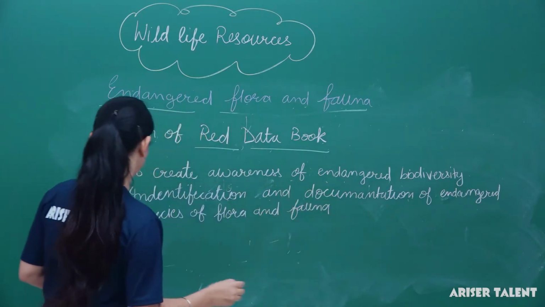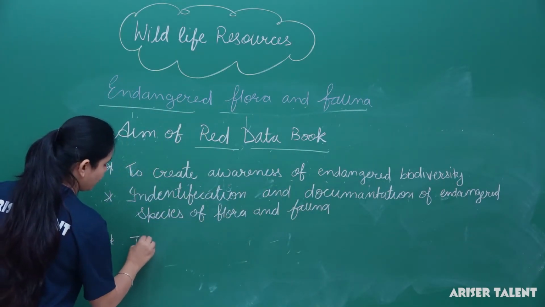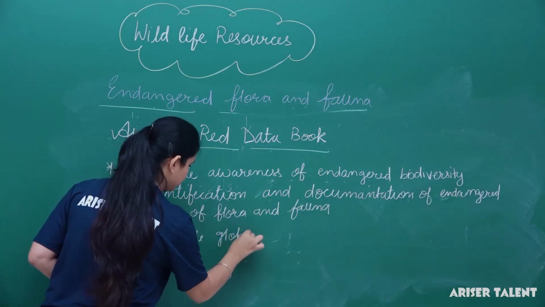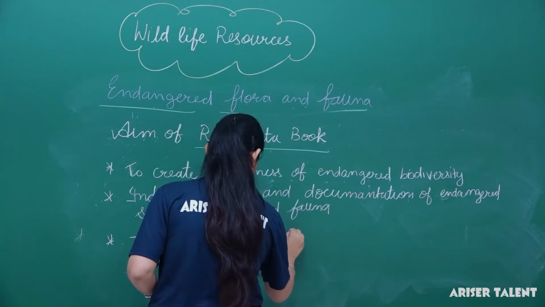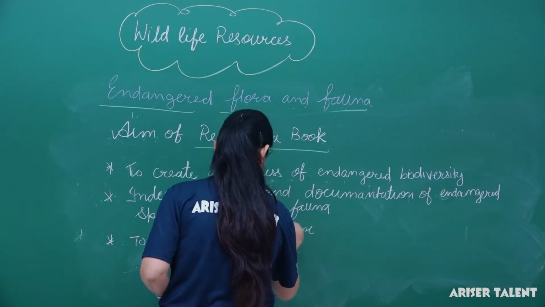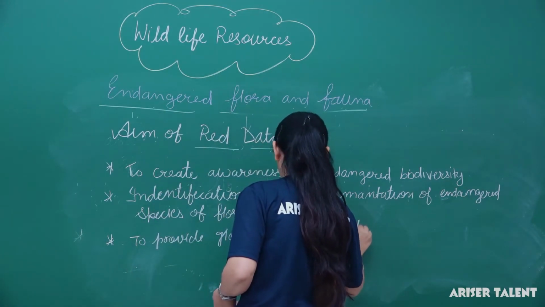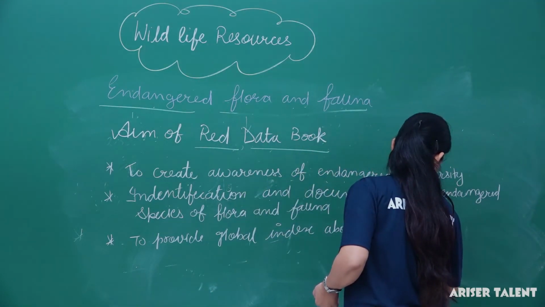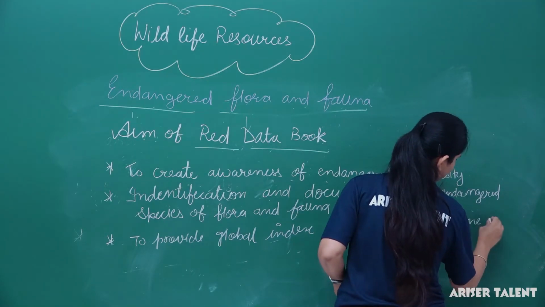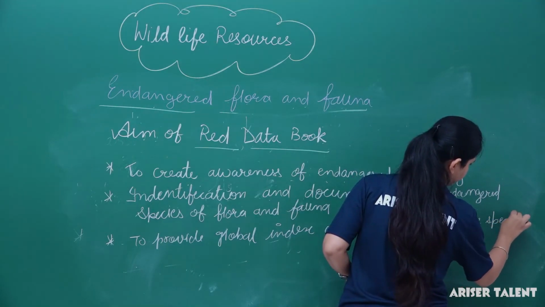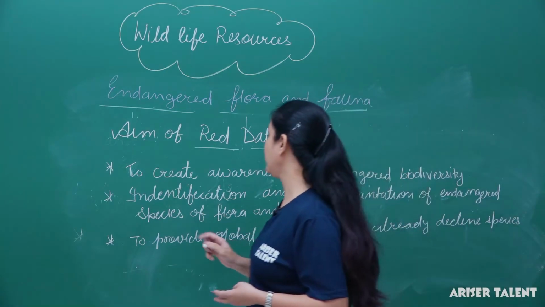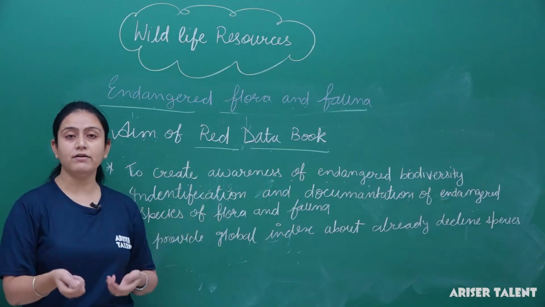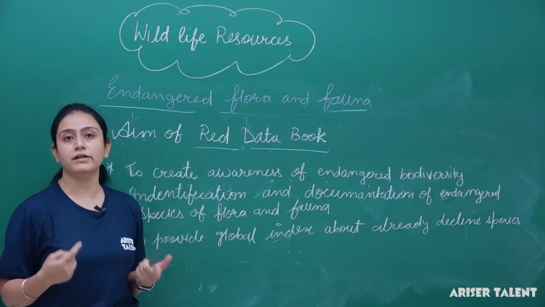And next is to provide a global index about already declined species. So the aim of making this Red Data Book is to create awareness of endangered species so that we can conserve them by following different ways.